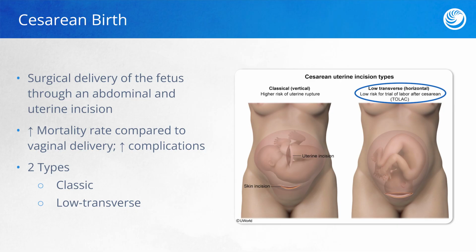Increased blood loss, it is more difficult to repair and close, and places the mother at increased risk for uterine rupture with future pregnancies. Low transverse. Both the skin and the uterus have low horizontal incisions. The incision on the uterus is through the lower uterine segment. This type of incision has a low risk for trial of vaginal delivery after cesarean for a mother's future pregnancies.